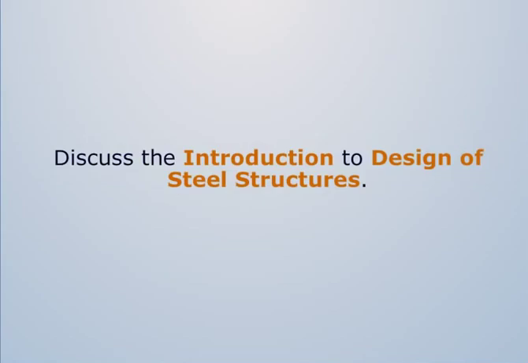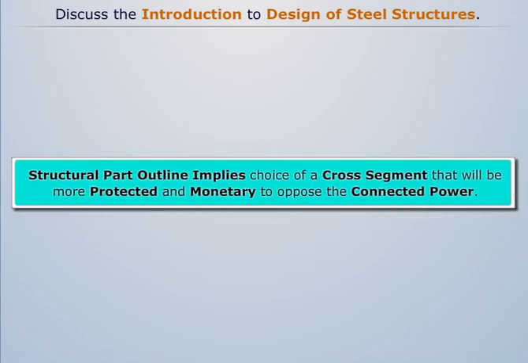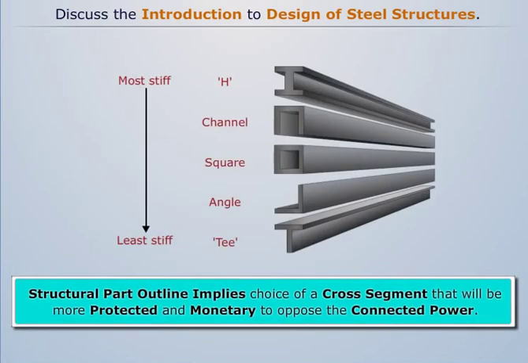Discuss the introduction to design of steel structures. Structural member design implies choice of a cross-section that will be safe and economical to resist the applied force. Let us now see a couple of cases of structural member design.